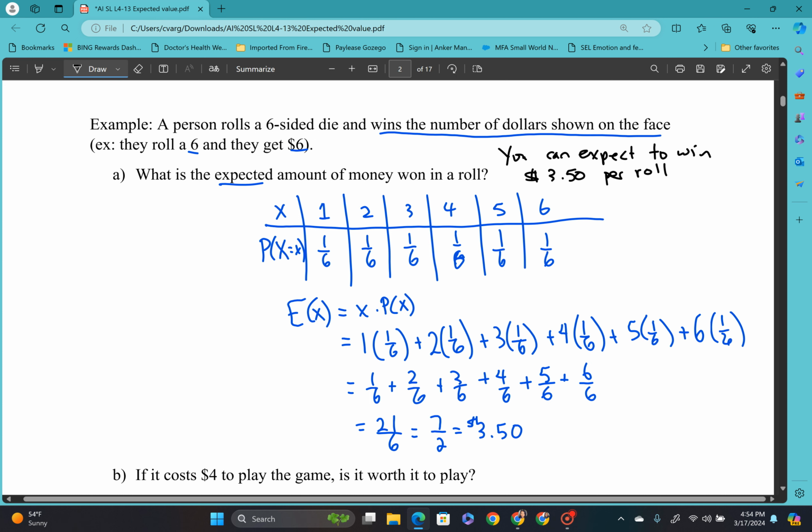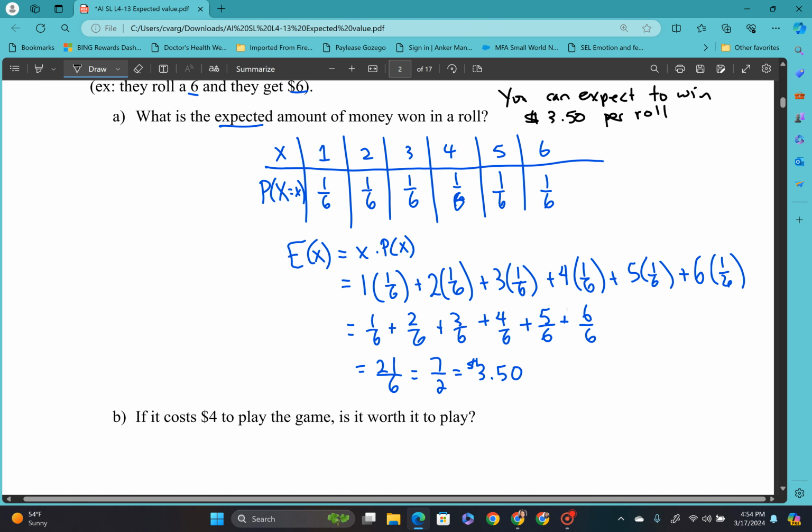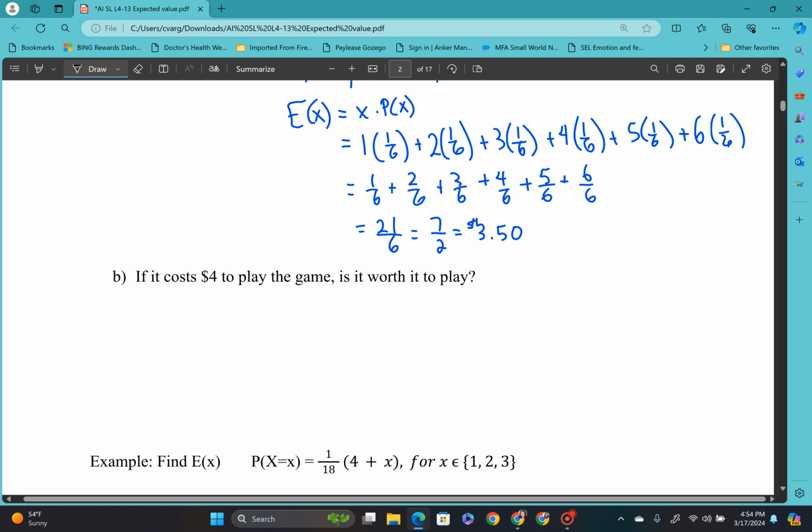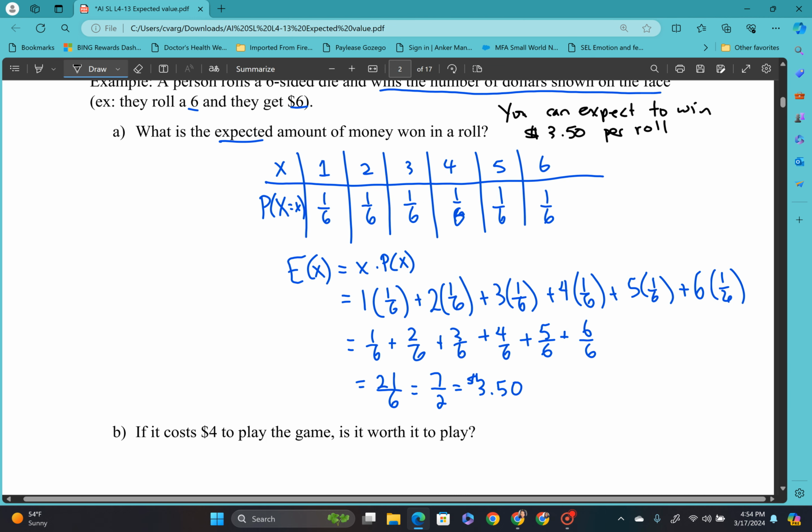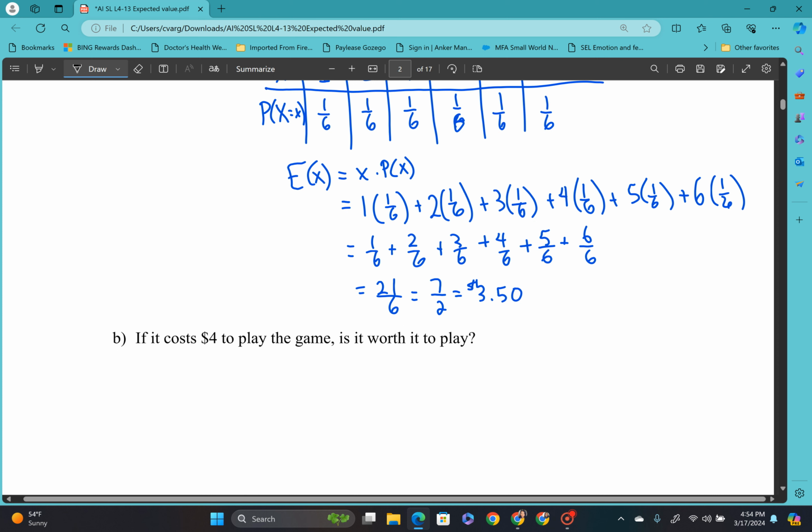All right, so let's see what happens, right? So if it costs $4 to play the game, right, and you can expect to win $3.50, then is it worth it? The answer is no. It's definitely not worth it, right? And why? Because it costs more to play, right? $4 is more than $3.50. It costs more to play than it is to actually win the game, right?